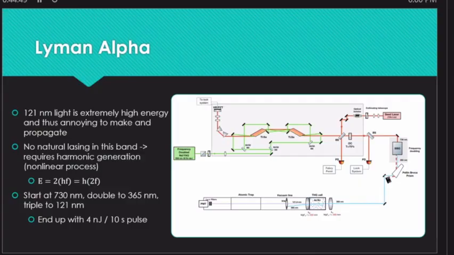Along the way, power is lost. And so by the end, we're left with like nanojoules per pulse. And it's unfortunate that it's antihydrogen. If it were like anti-beryllium, this would be a lot easier to do.